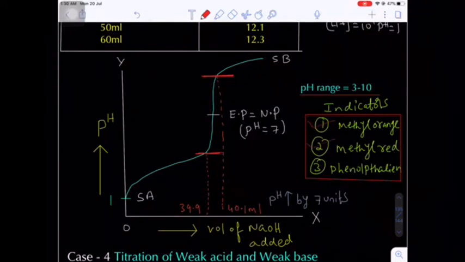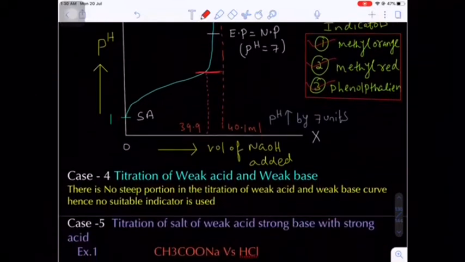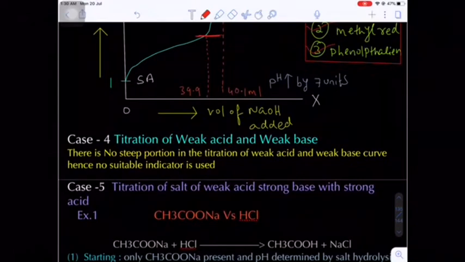So the question is given like this. During the titration of hydrochloric acid and NaOH, which of the following indicators are used? That means methyl orange we can use, methyl red we can use, and phenolphthalein we can use. Along with these three indicators, there are some other indicators also. We will discuss them in the theory of indicators topic. But the three important indicators we are discussing here are methyl orange, methyl red, and phenolphthalein. Are you getting my point?